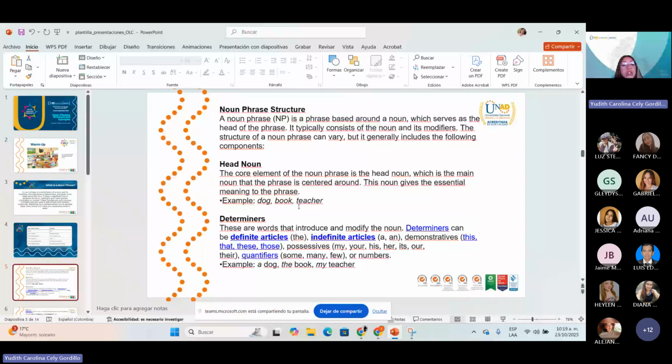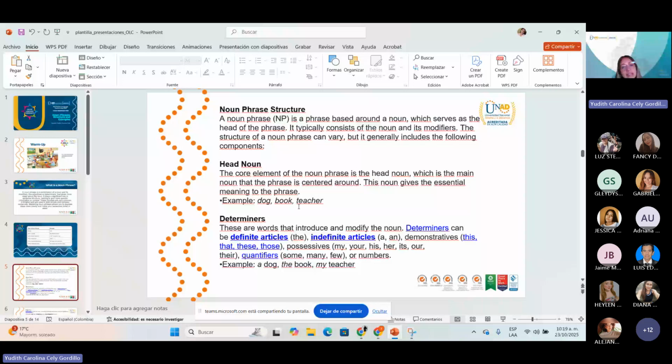You are going to remember both, using "a" and "an" according to the consonant and vowel. Demonstratives. You have other different possessives: my, your, his, her, its, our, and their. And the quantifiers, you can recognize in the first part: some, many, few, all, those different things like numbers, you are going to use to modify this noun.